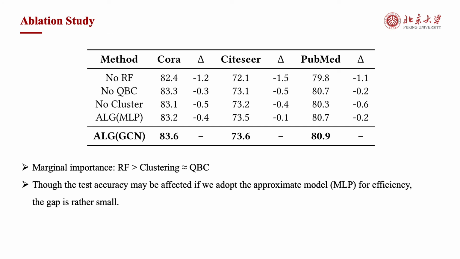We then conduct an ablation study to show the marginal improvement of each strategy used in ALG. The results show that the reception field holds the largest marginal importance, and then clustering and QBC. Though the test accuracy may be affected if we adopt the approximate model for efficiency, we find that the gap is rather small.